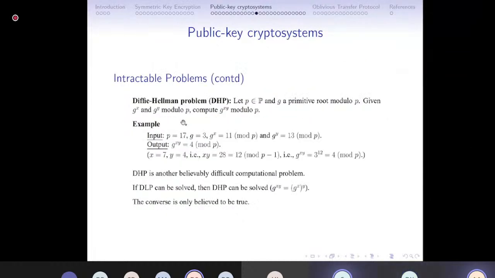Next one is the Diffie-Hellman problem, which is also an NP-hard problem. What is the Diffie-Hellman problem? Given g to the power x, where g is a primitive root, and g to the power y, computing g to the power xy modulo p is a very difficult task.